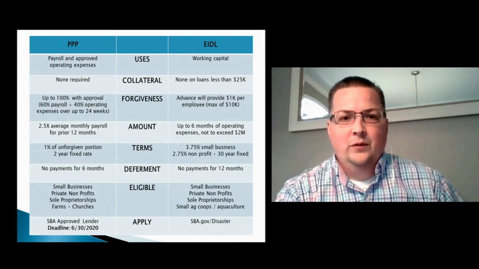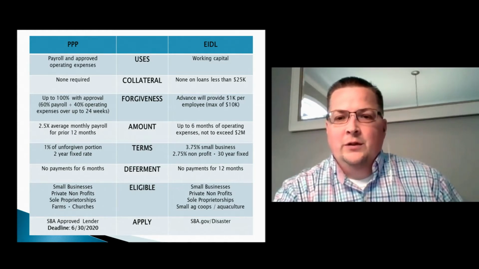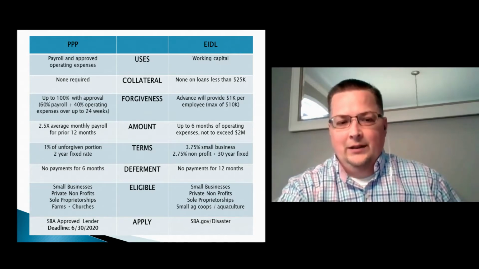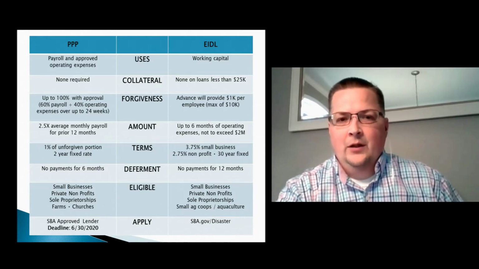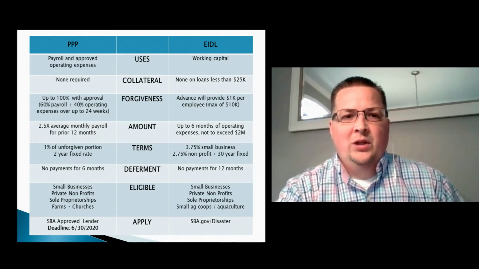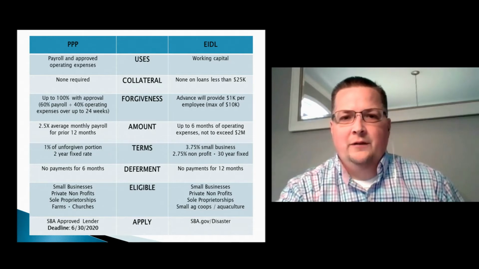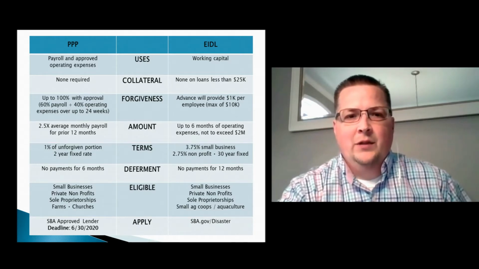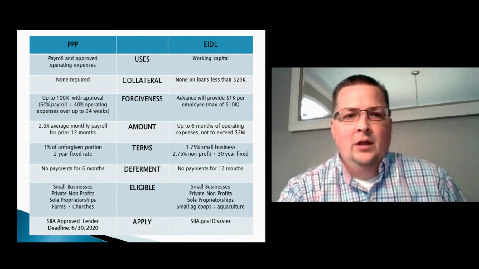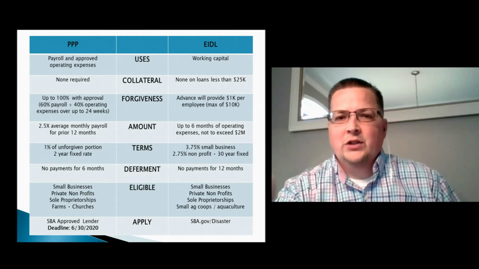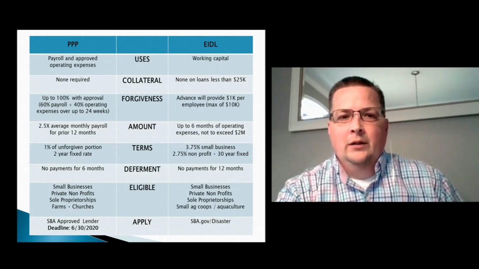Thank you. So this one is a compare and contrast. You can kind of see, this is the way I like to look at things, where we can look back and forth, see which one might fit you better. PPP information is on the left, EIDL is on the right. So again, just to recap, the PPP, it's for payroll and other operating expenses like mortgage, interest, rent, utilities.